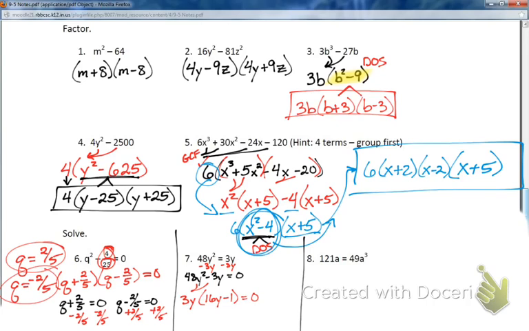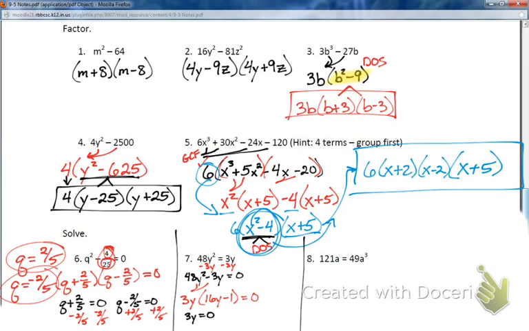Now, be careful here. This 16y minus 1 is not a difference of squares, and why not? It's not a difference of squares because this y has an exponent of 1, and 1 is not an even number. So that is not a difference of squares problem that you need to break down farther. You're simply ready to solve now.